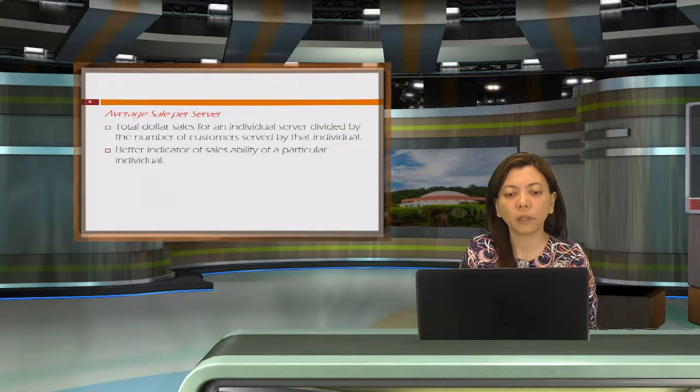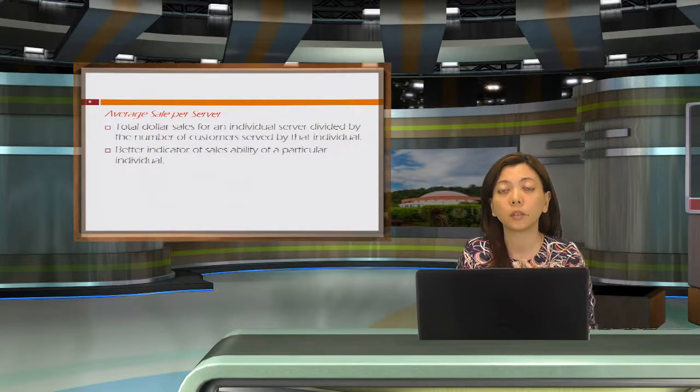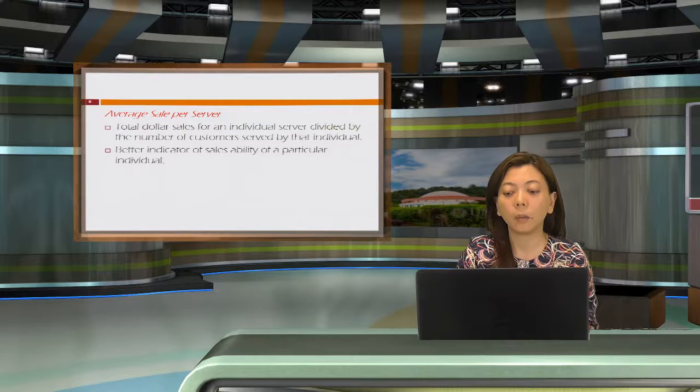The last one is average sales per server, as opposed to the total sales per server, as I mentioned earlier. This one is a better indicator of the sales ability of a particular individual. So you would want to see how much sale a server can get in a certain period of time.